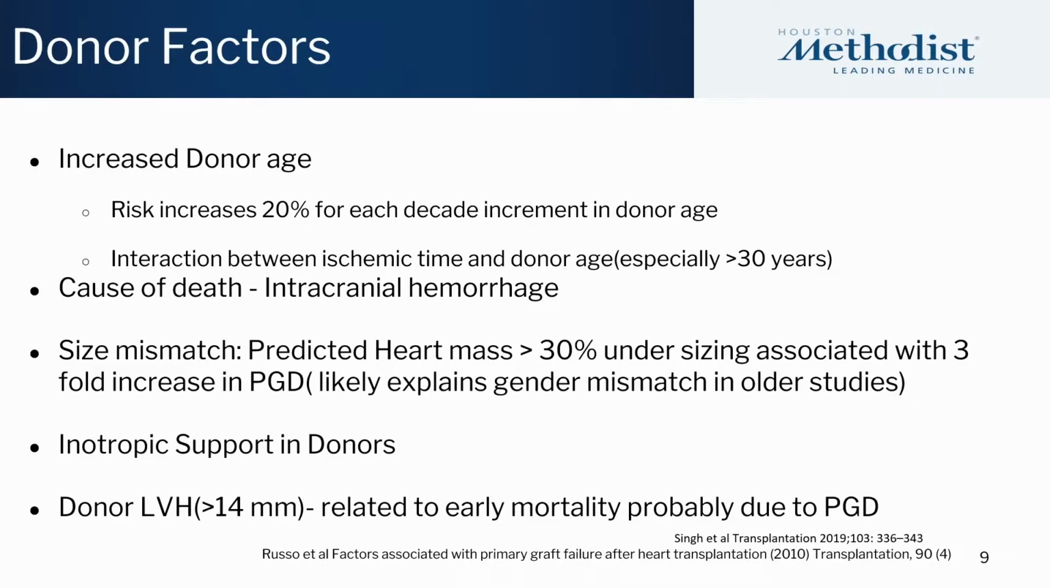especially after the 2014 Reed paper. Pretty much everybody uses predicted heart mass. We don't go off of either weight or height. And this study from Dr. Hall's group suggested that PHM, where there's an undersizing of greater than 30%, causes about threefold increase in PGD.